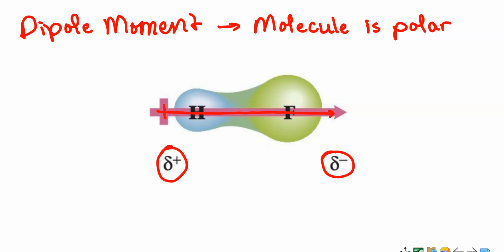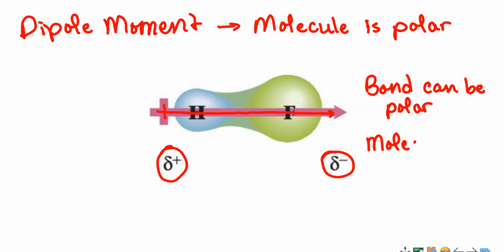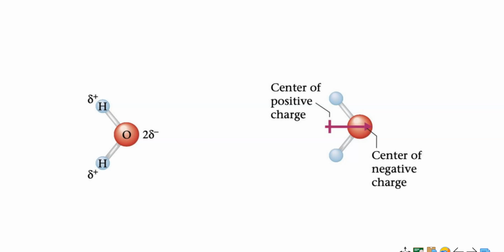Okay? So, in this case, we have a single bond. Okay? Bonds can be polar. Molecules have dipoles. And this will make more sense in a second, because each individual polar bond will combine to make an overall dipole. Okay, let's take a look at water.